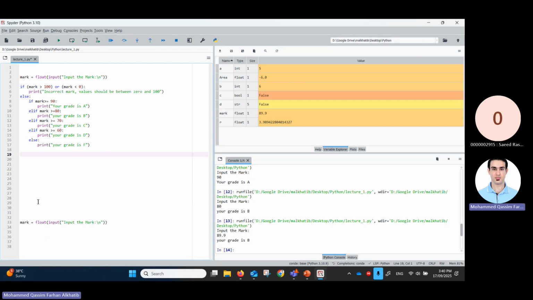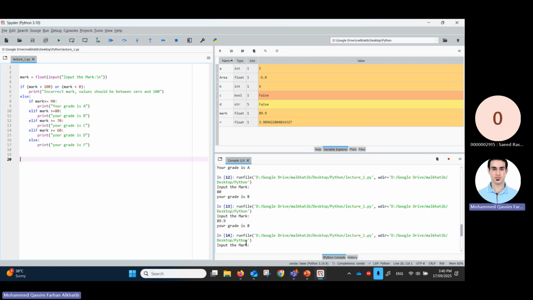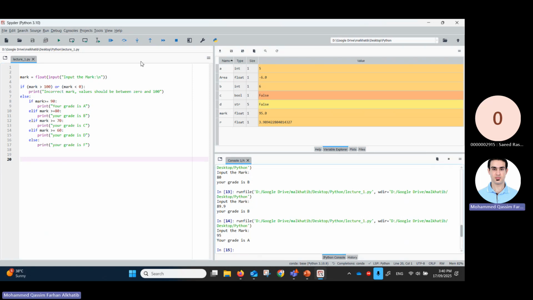So let's run the code. Let me remove this line. Let's run it. Let's try 95. It is an A. Because basically it will check if mark larger than 100, false, or mark less than 0, that's another false. Incorrect mark, so this one will not be executed. It will immediately go to the else. So if mark larger than 90, it is print A. And that's it. It's done.